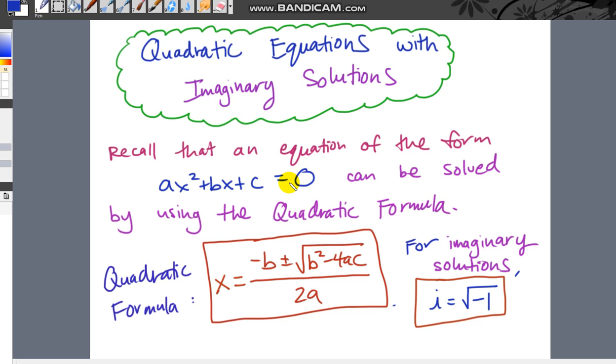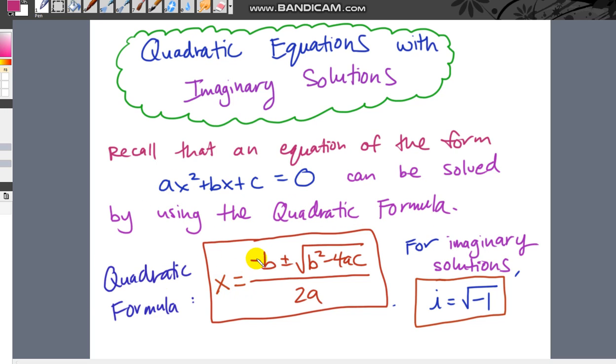Hello! Alright, so the purpose of this video is to show you how to solve quadratic equations with imaginary solutions. You might remember, recall that an equation of the form ax squared plus bx plus c equals 0 can be solved by using the quadratic formula. And this quadratic formula is shown right here.